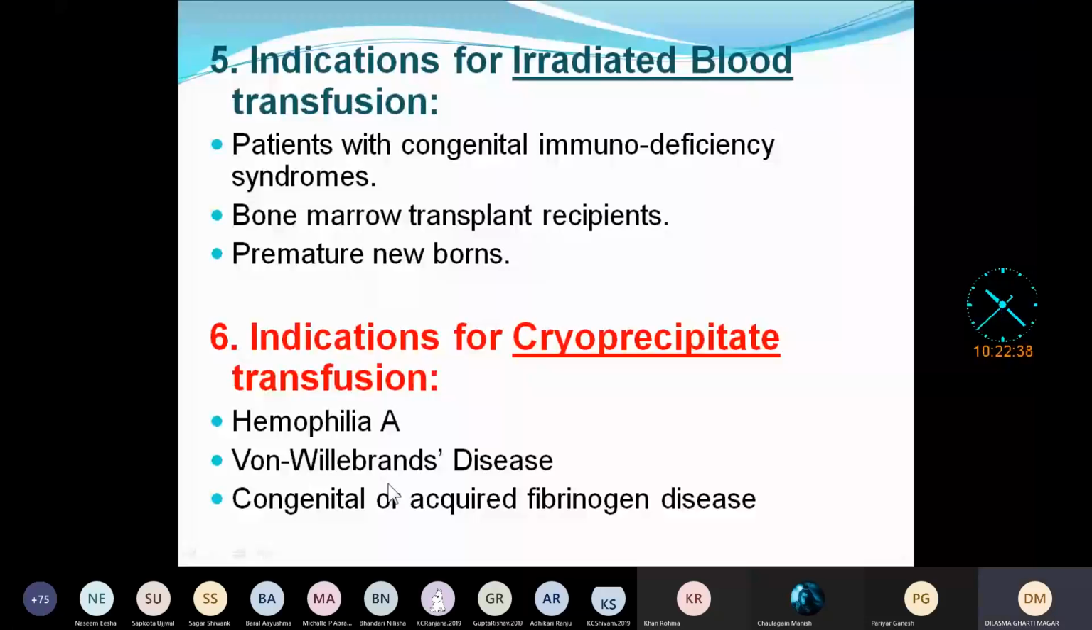So I'll repeat the slide once again. Irradiated blood can be given in case of the congenital immunodeficiency syndrome, bone marrow transplant recipients, and in case of the premature newborns. Now cryoprecipitate we can give in case of the hemophilia A, hemophilia B, and then von Willebrand disease, congenital or the acquired fibrinogen disease. This slide is clear. Did you understand? Yes, ma'am. Okay.